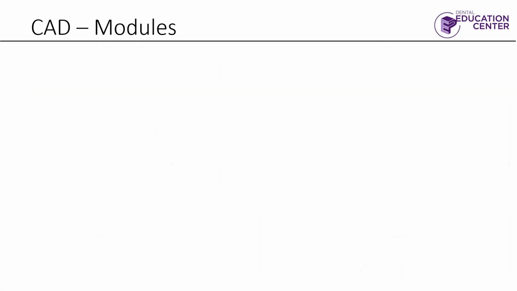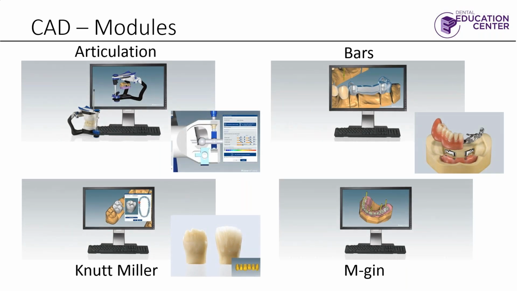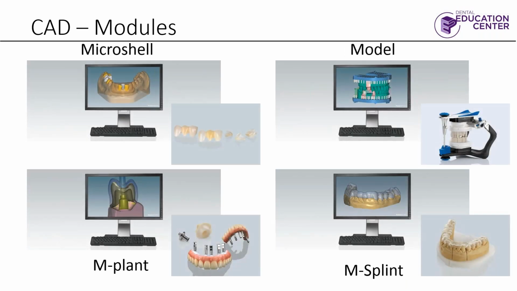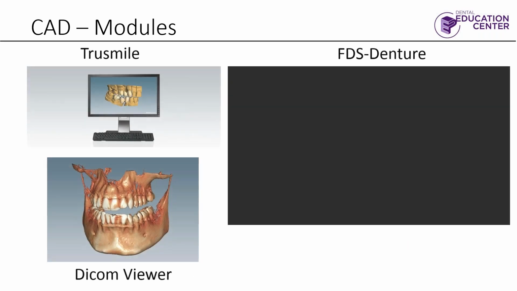And so you can see these modules are very similar: articulator, bar, the MGen software for All-in-X, Splint software, et cetera, et cetera. They're very similar software, but they just have a kind of an Ahlmann Gerbach flavor to them.